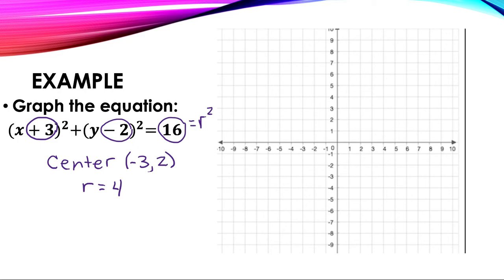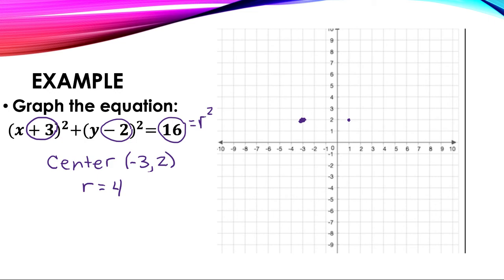Now, in terms of graphing the equation, I want to first plot my center point. So I'm going to go over -3 and up 2 and place a point for my center. And then if my radius is 4, I want to move either straight up, straight down, straight to the left, or straight to the right and plot some outside points. So radius is 4. I'm going to count over 4 units. So this would be a point on the outside.